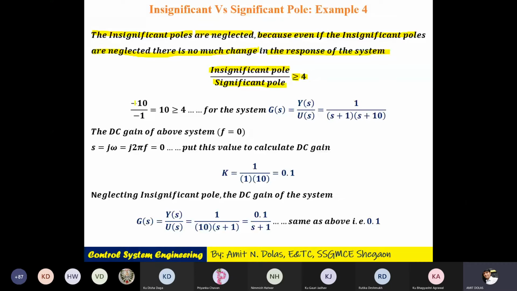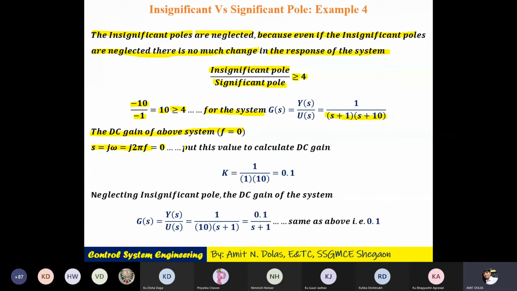We are continuing with the previous example. We got two poles, right? One, that is -1, and -10. So insignificant kya tha? That is -10, far away from the imaginary axis. Nearer to the imaginary axis, that is significant, was -1. So -10 by -1, it is 10. So it is greater than 4 for the system we have seen in the earlier example, 1 by (s plus 1) into (s plus 10). DC gain of the system, ये value 0 का, तो DC gain put s is equal to j omega equal to j 2 pi f is equal to 0.